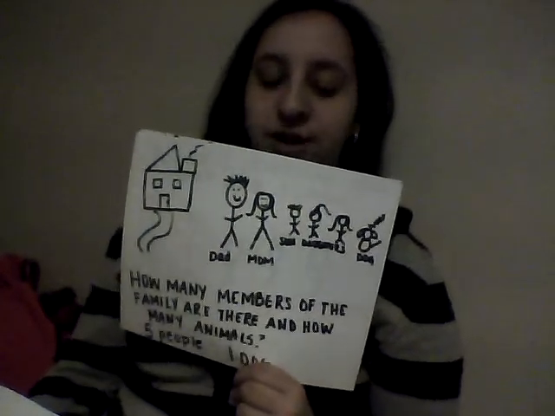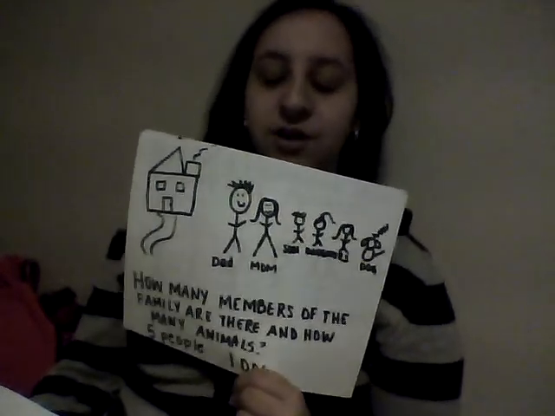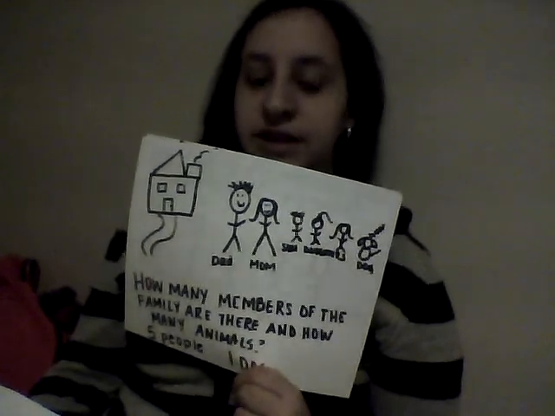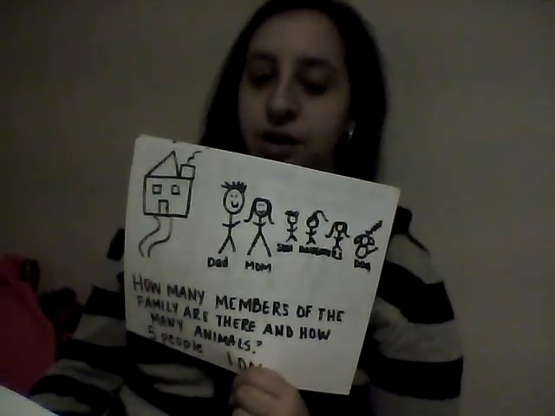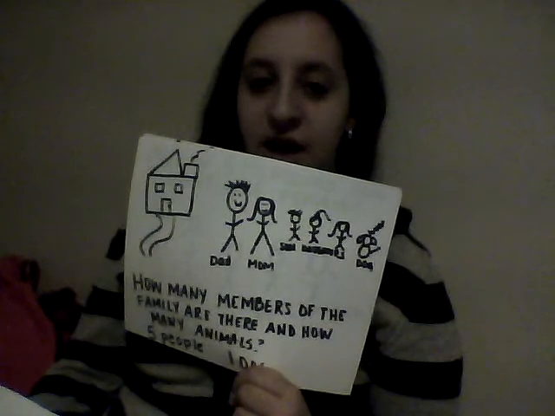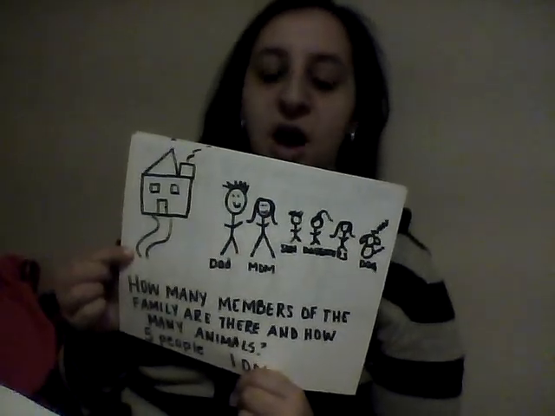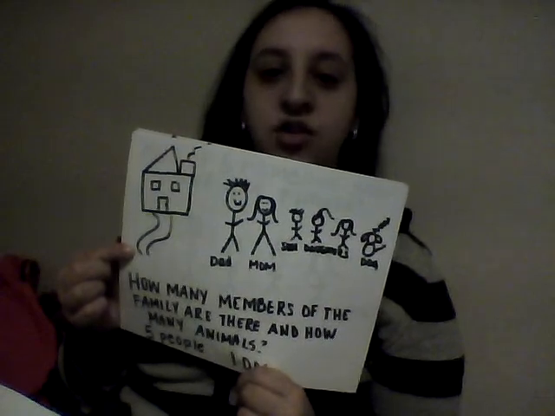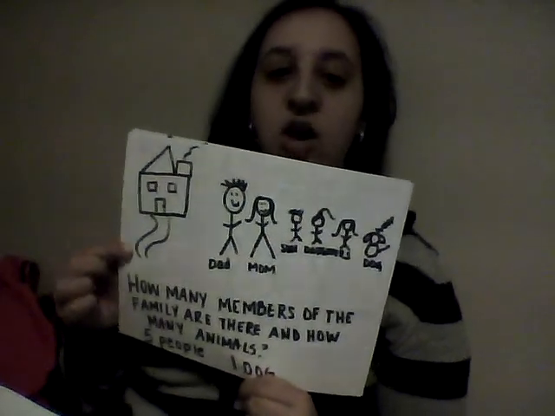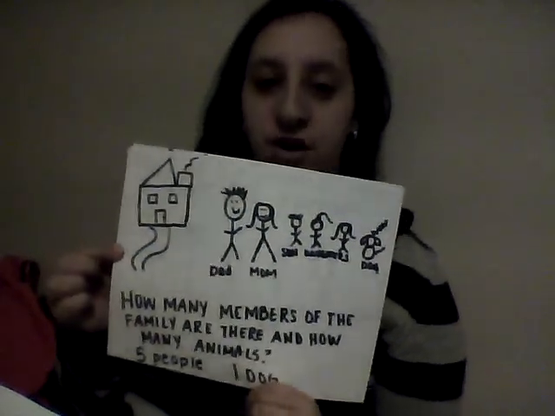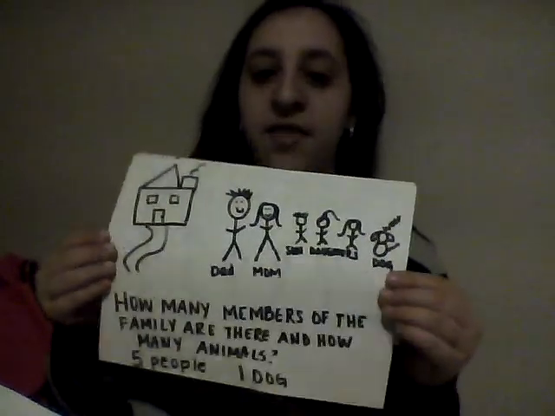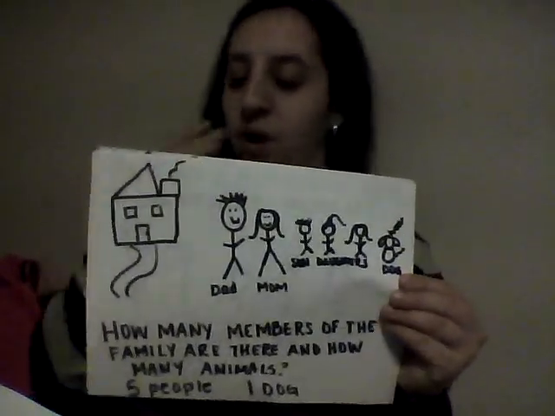I drew this picture. It's not the prettiest picture, but you'll understand. So I'm not looking for artistic ability. I'm looking that you understand the material and you're able to teach the class. So here in this house, there's going to be a dad, a mom, a son, 2 daughters, and a dog. So how many members of the family are there and how many animals? The answer is 5 people and 1 dog.